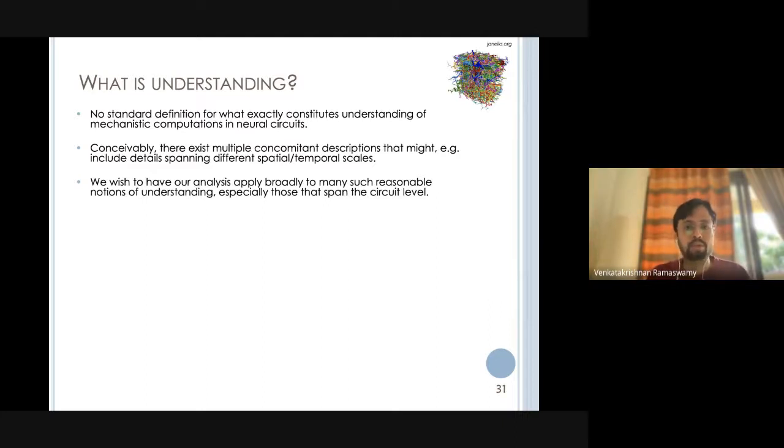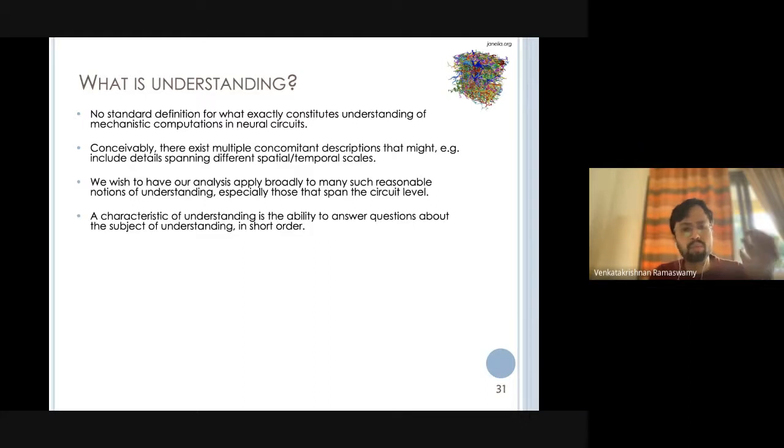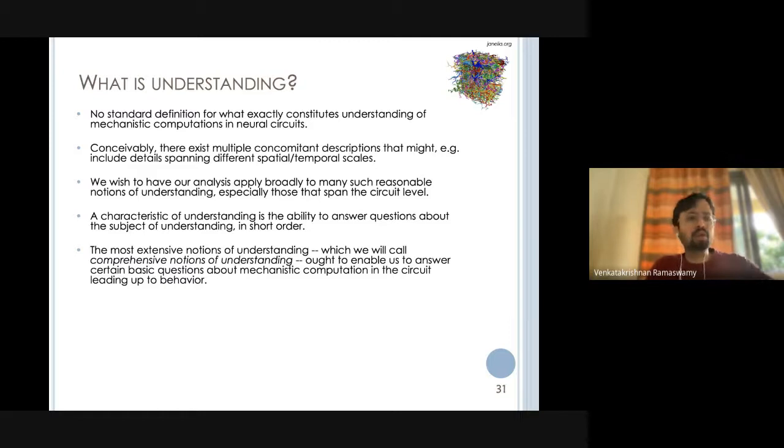All right. So we want to have our analysis apply broadly to many such reasonable notions of understanding, especially those that span the circuit level. And now, again, what is understanding? So understanding is the ability to answer questions about the subject of understanding in short order, fairly fast, without taking unduly large amounts of time. And so if I claim to understand something very well, let's say comprehensive notions of understanding, then I should be able to answer certain basic questions about computation in the circuit leading up to behavior.